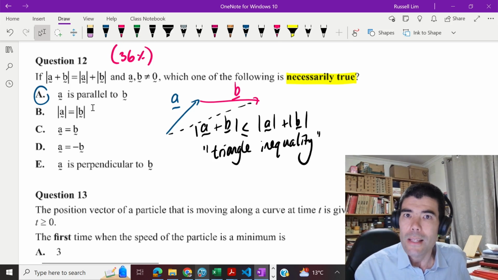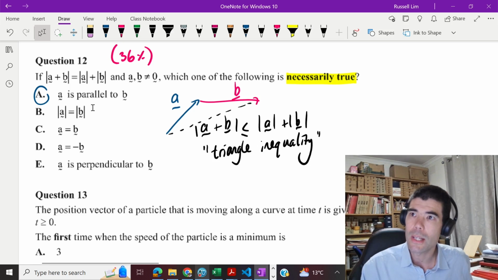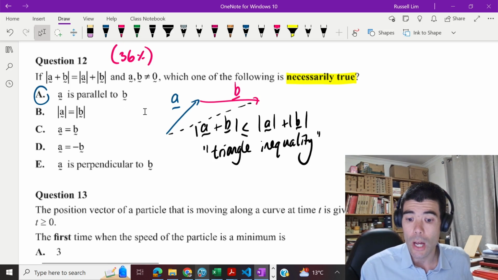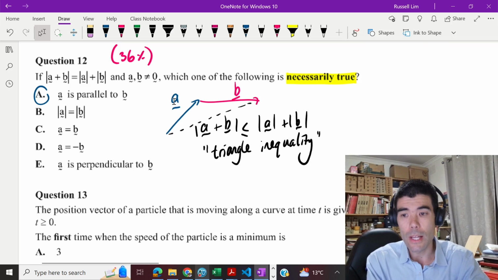So again, a CAS calculator is probably not that useful in that question. It does involve a little bit of thinking. Drawing a diagram helps, so that's always good advice.